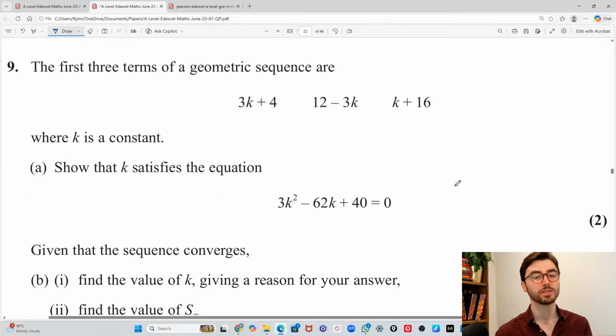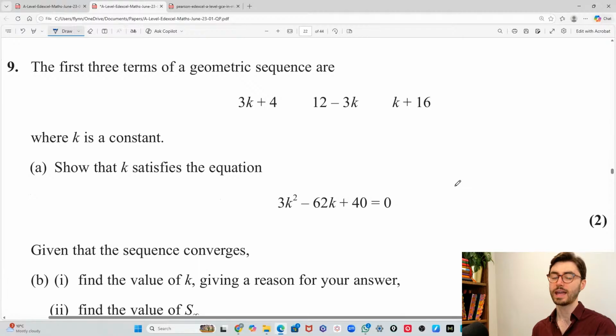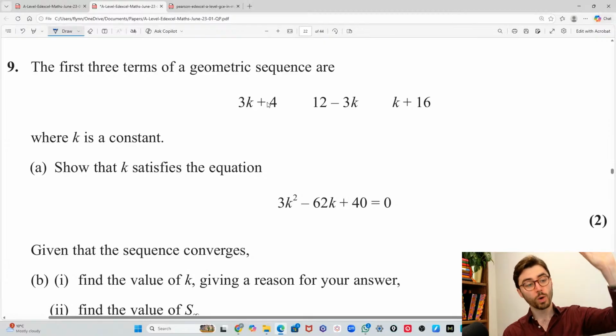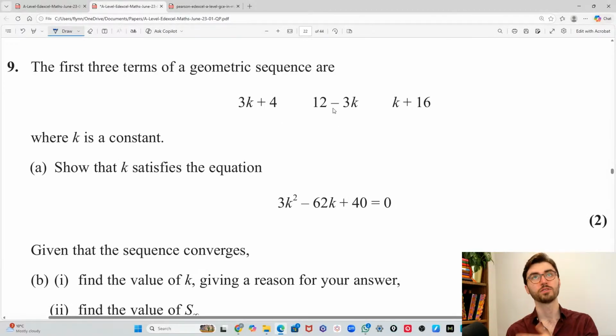First 3 terms of a geometric series. This is a classic. This comes up all the time. It's one of my absolute favorites to demonstrate. So the way you've got to think about this is that to get from one term of a geometric series to the next, you have to multiply by r. That means that one term divided by the previous term gives you r.